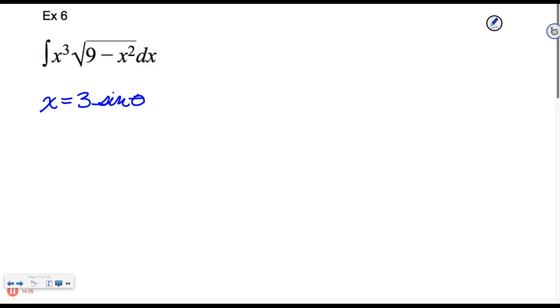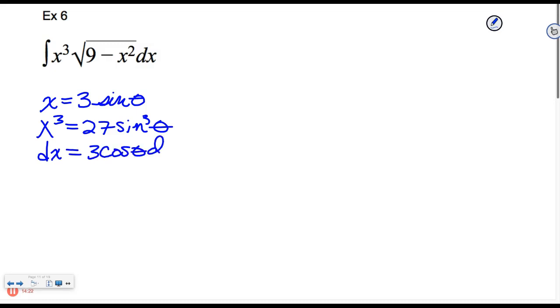And again, let's get all our ducks in a row. Might as well get x cubed laid out. This is not point worthy, but it's good practice. All right. My dx I would do next. dx d theta would be 3 cosine theta. That's going to help me with altering my integrand.